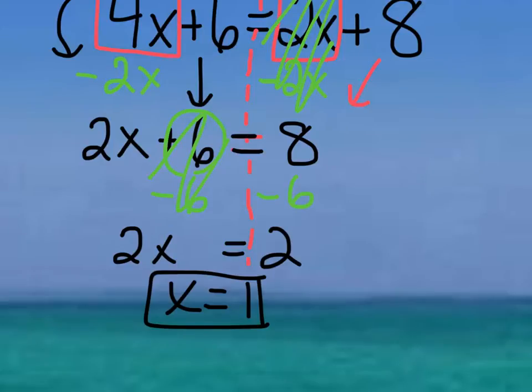So that wasn't too bad. I think the tricky part is just understanding how to get all of your x terms on one side of the equation.